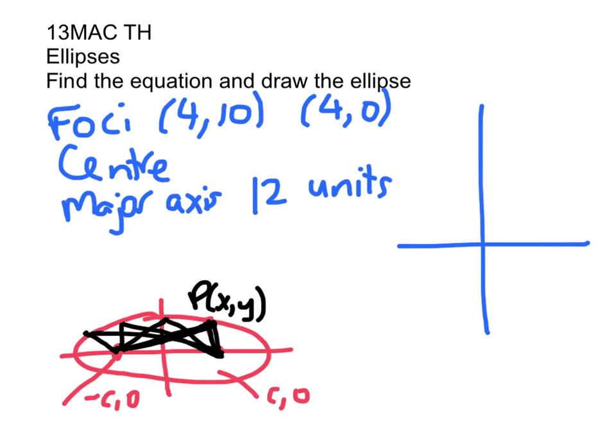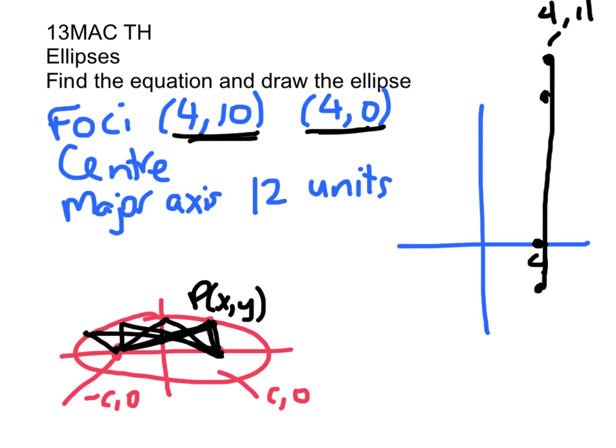So in this case, the foci have been translated. The foci are here at (4, 0) and up here at (4, 10). And the major axis is 12 units. So all we've really got to go on is the fact that the foci are going to be symmetric about the centre of the ellipse, and the major axis is 12 units. So the distance from here to here is only 10 units. So our major axis is going to be in this direction. Right, and this point here will be at (4, 11), and this will be at (4, -1).